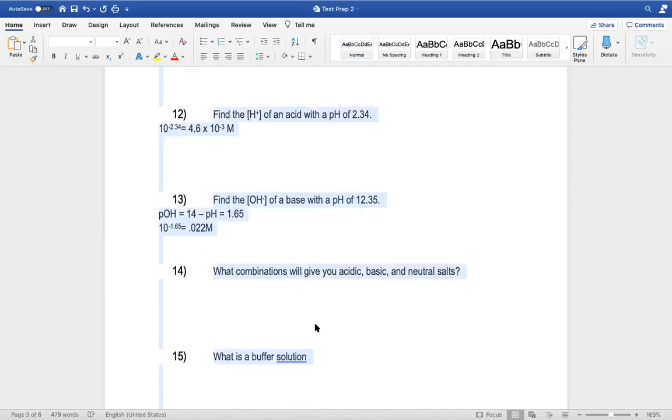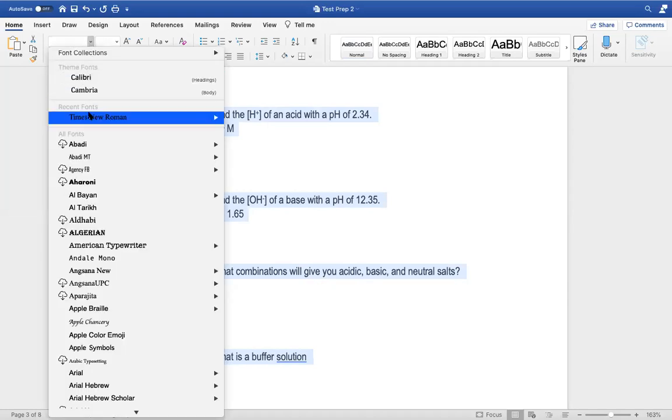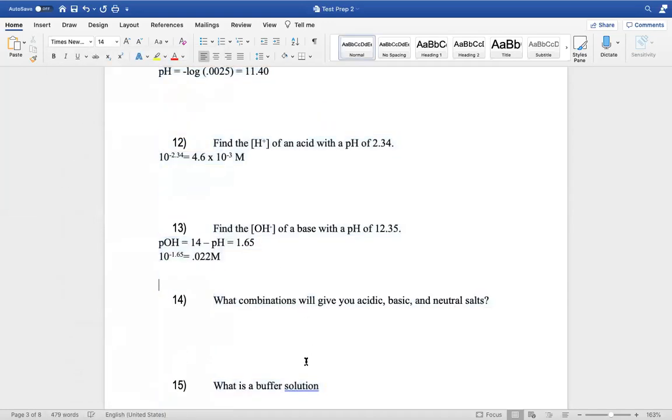Why is this font so terrible? Times New Roman. There we go. Makes it a bit easier to read.